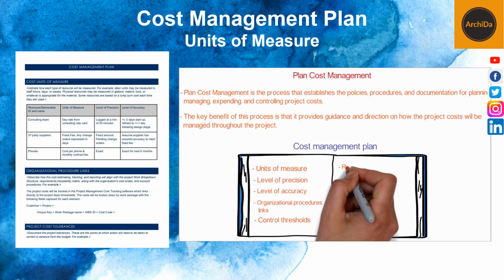Second to the last is control thresholds. Variance thresholds for measuring cost performance before action needs to be taken. And the last is the rule of performance measurement. The EVM, which stands for Earned Value Management Rules of Performance, which is the reporting formats and process description.